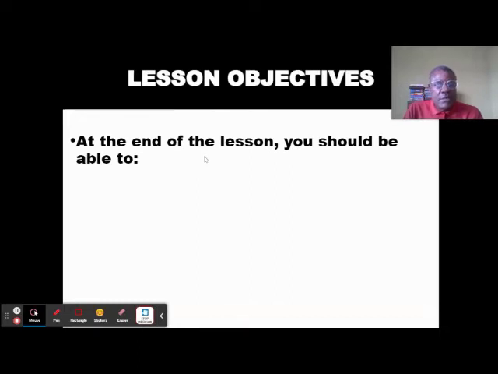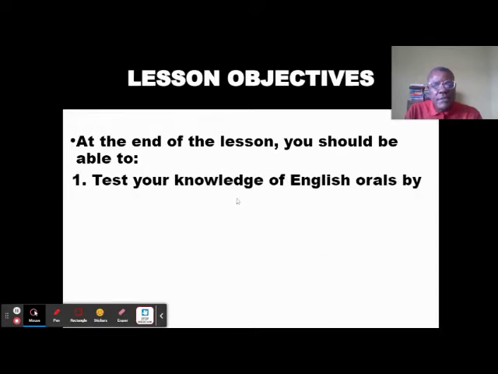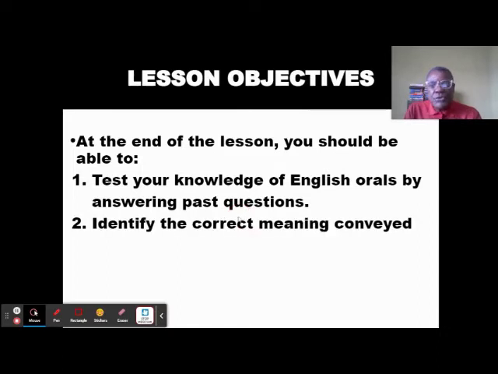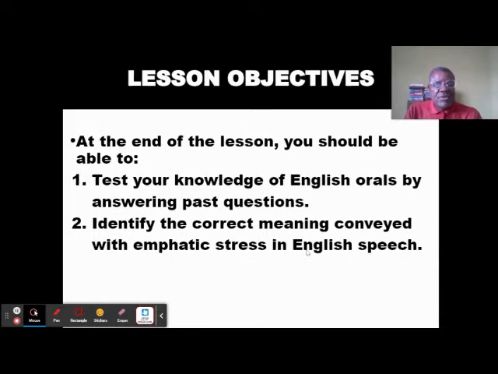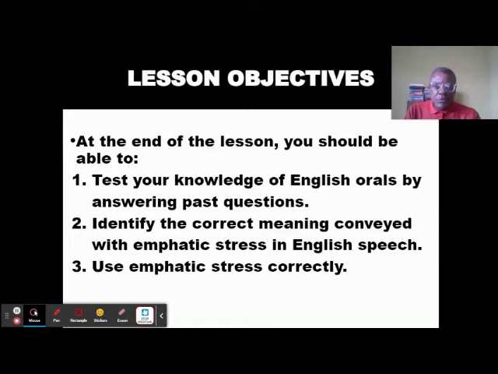Let's take a quick look at the objectives. At the end of the lesson, you should be able to do the following. 1. Test your knowledge of English orals by answering some past questions. 2. Identify the correct meaning conveyed with emphatic stress in English speech and use emphatic stress correctly. So our focus is on emphatic stress. It is an aspect of English speech that every English speaker needs to learn, and I'm going to explain further as we look at the past question.